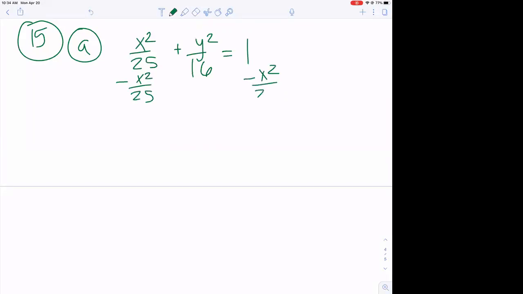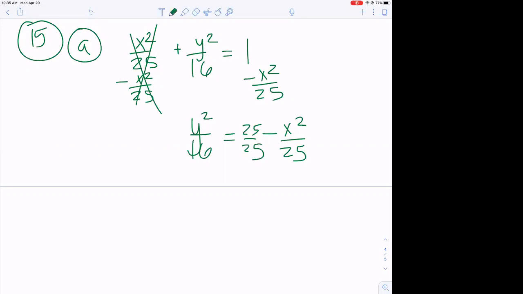So the main thing is the word isolate means get by itself. So we'll get y by itself. So y squared over 16 equals 1 minus x squared over 25. I mean, you could get a common denominator if you want. You don't have to. It's kind of up to you. Why don't we? Why not? So I'll make this a 25 over 25, so that it can be y squared over 16 equals 25 minus x squared over 25.